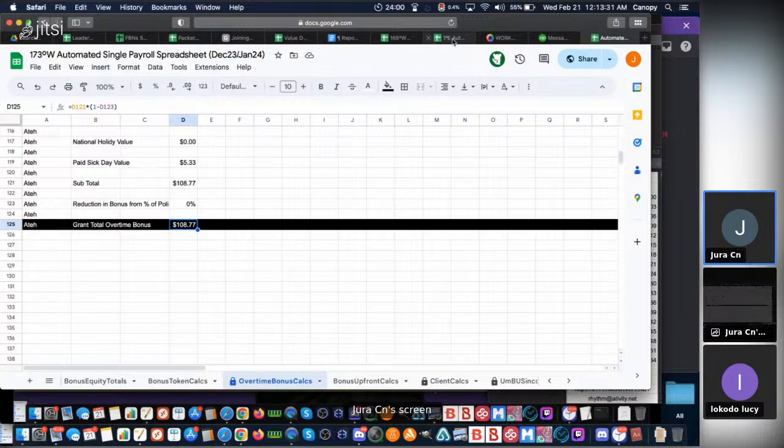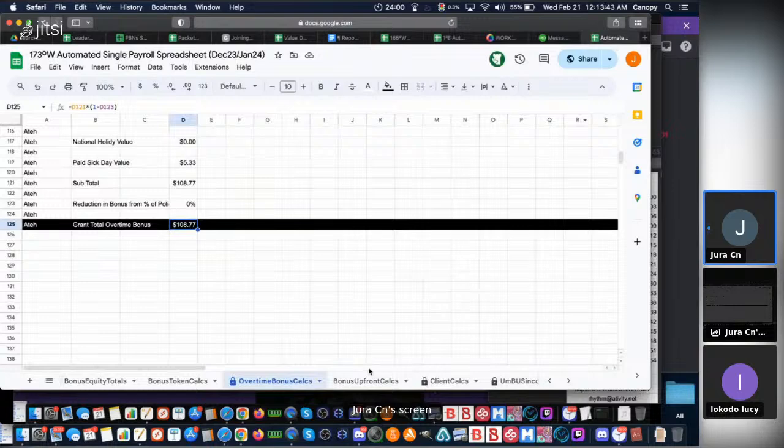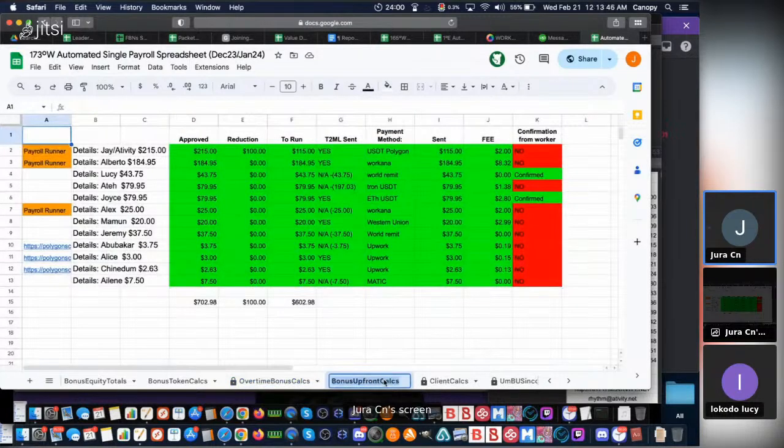So I think I have it here. There's going to be the overtime bonus calcs. There's going to be the other bonus calcs. Then there'll be the bonus upfront totals. So this would be the bonus upfront totals. All right, so this is where we would put everybody's name, and then we would put their total there, and then we'll add it all up, and that's where we'll create the proposal. All right. Yes. Yeah.